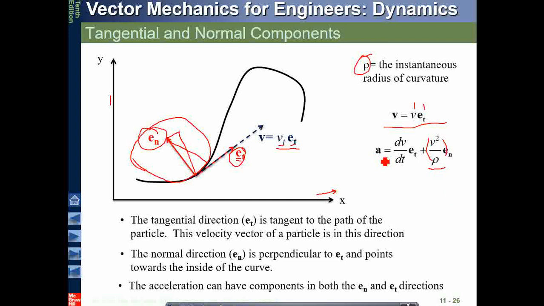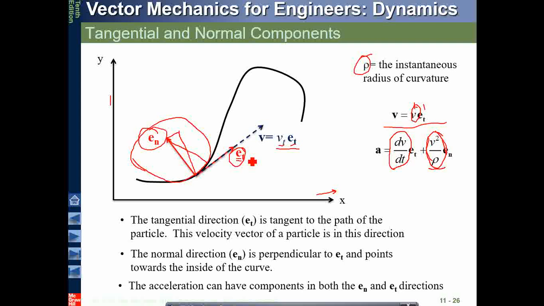Remember that the acceleration here is dv by dt. So this is the tangential component of the acceleration, and this will be the normal component of the acceleration. So the velocity case will have only the tangential component. There will be no normal component of the velocity. Why? Because the normal component will not exist.